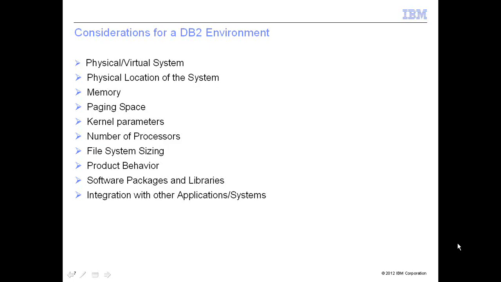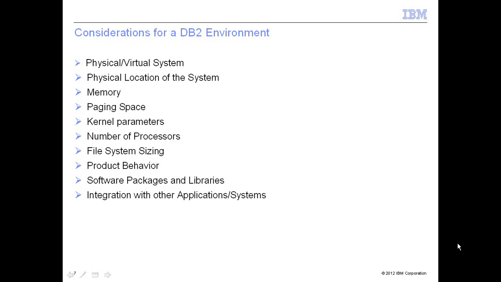The number of processors is again an OS level configuration, which is important while planning your system. File system sizing is very helpful. I'll cover this a little in detail in the coming slides. Product behavior is another consideration.